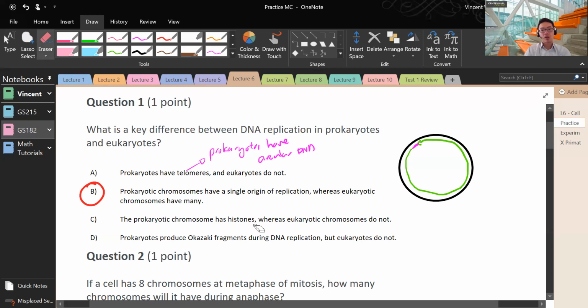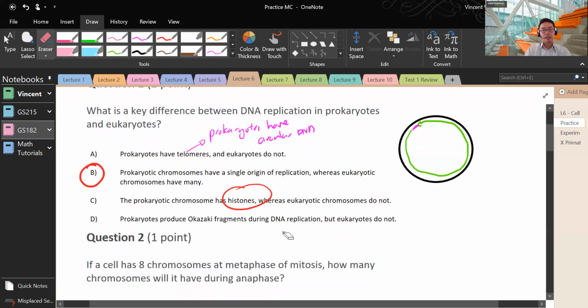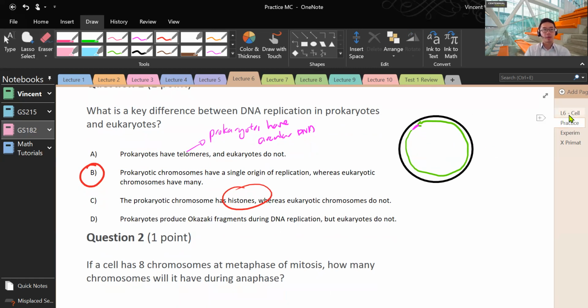Prokaryotic chromosomes have histones, whereas eukaryotic chromosomes do not. It's the other way around, and I'll explain what histones are in a second if you don't know. And this is also the other way around. There are no Okazaki fragments because of the circular DNA condition that we talked about.